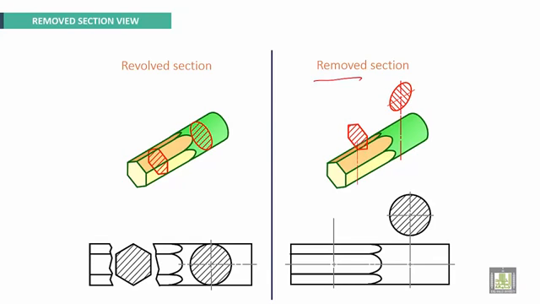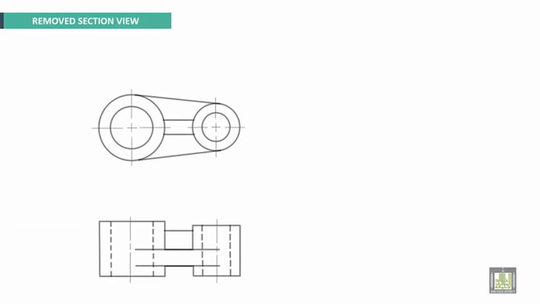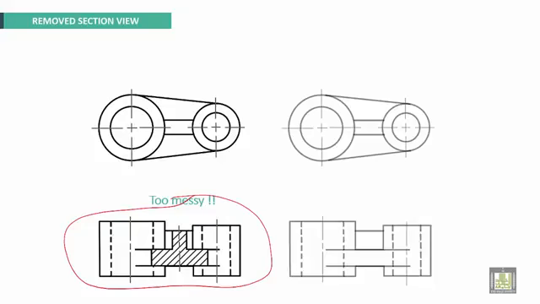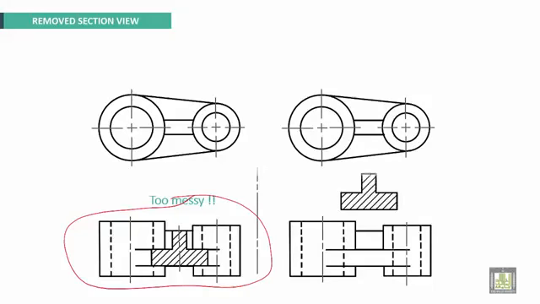This one also, it can be put outside the original view. Another example here. If we put this section only revolved on the view, it is not clear here. Too messy. What we have to do, we have to make it removed section. We have to put it outside the original view. Now it is okay. Very clear.